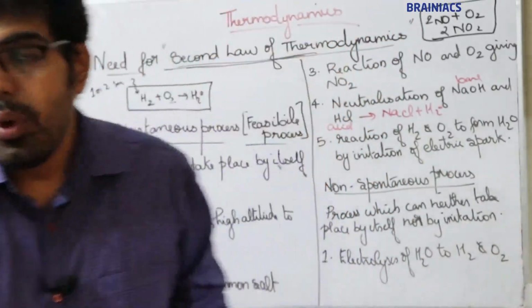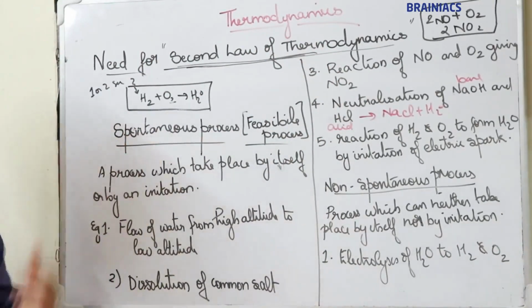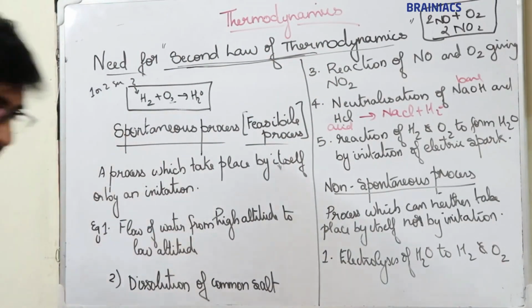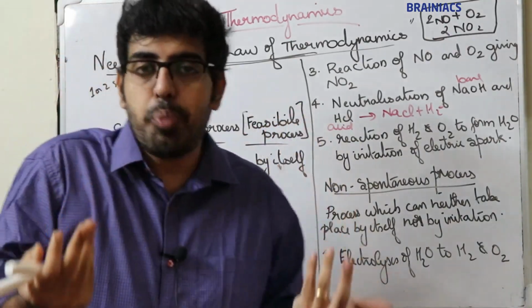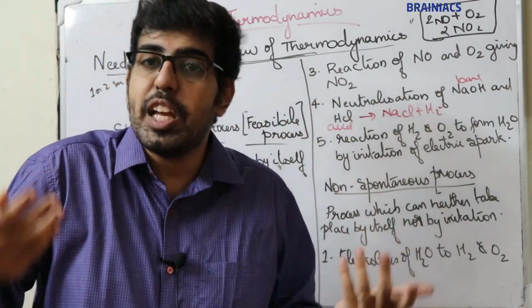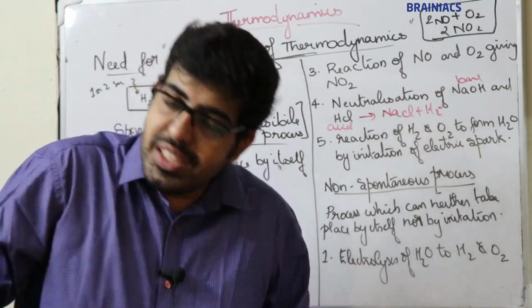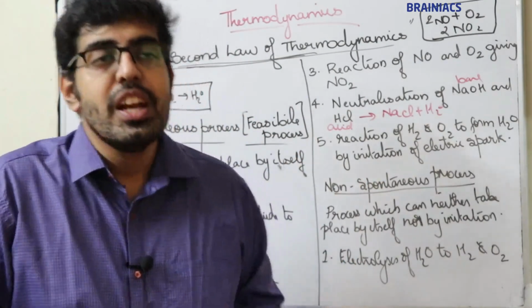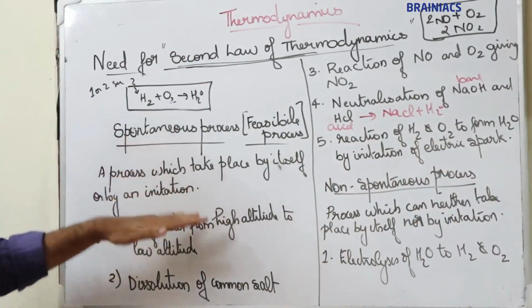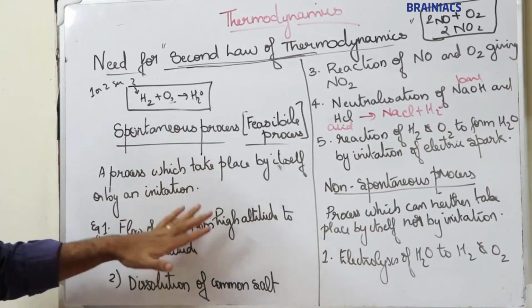I am supplying an initiation energy. After supplying initiation energy, the paper will burn. So this process is an example of a spontaneous process. Aging is a spontaneous process. Aging will take place by itself. So spontaneous processes are processes which take place by themselves or by an initiation.